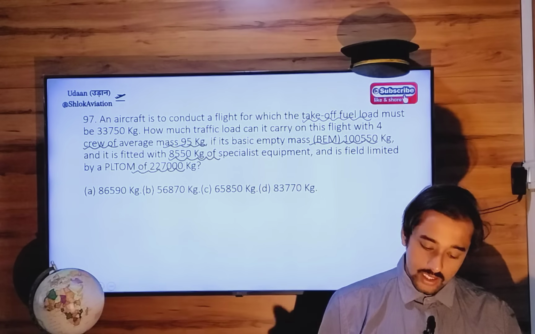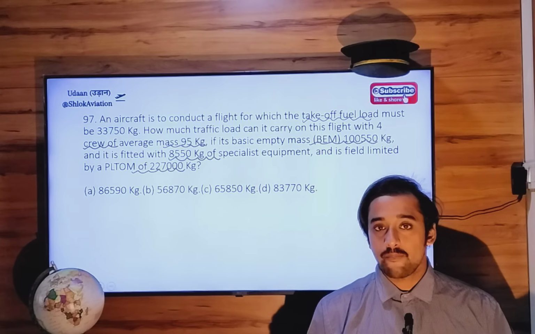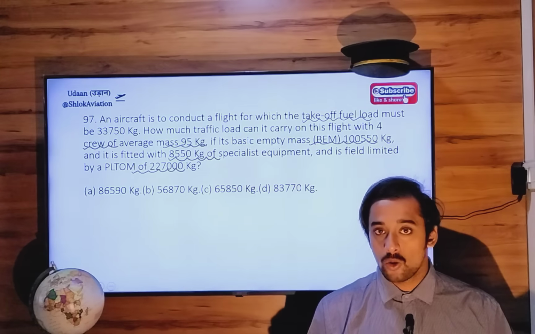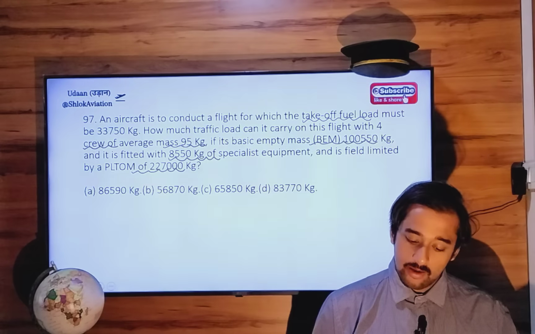Dry operating mass is not given to us directly, but we know dry operating mass is basic empty mass plus variable load. A basic empty mass is 100.55.